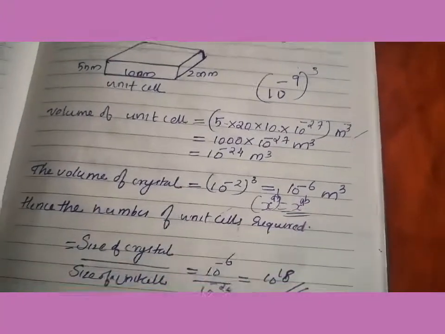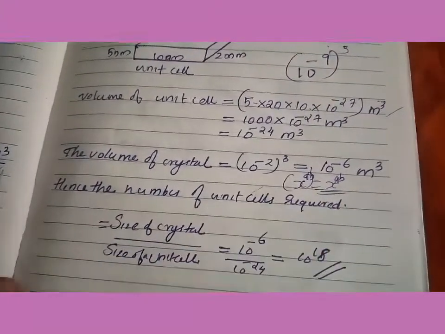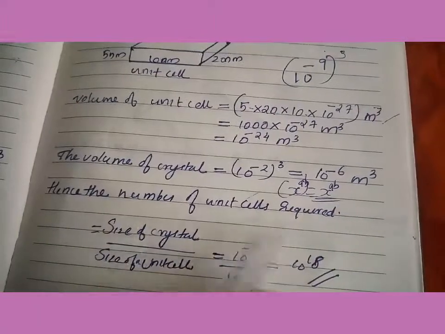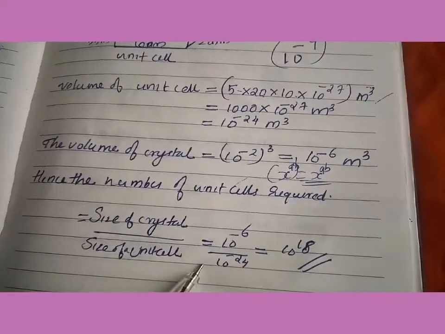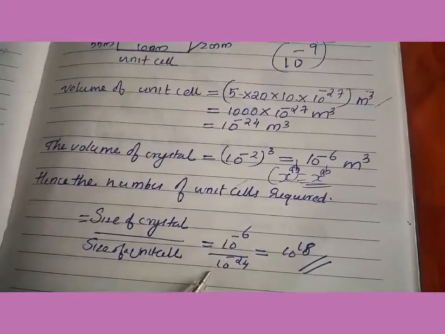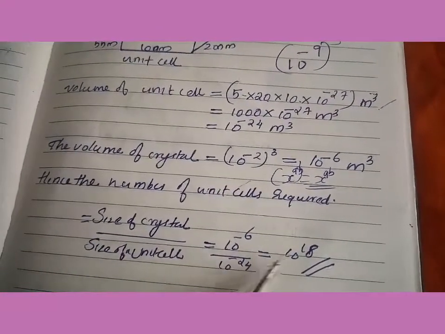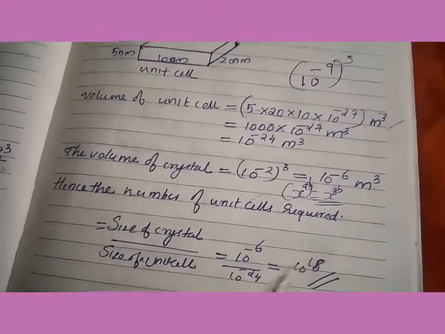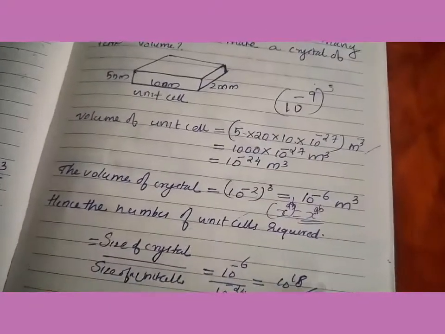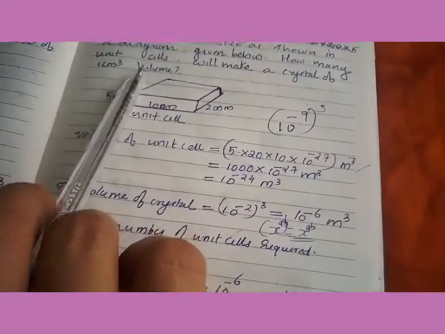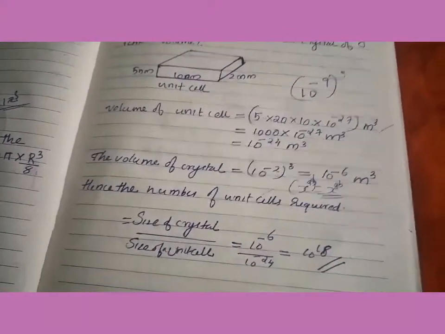We know that. So we get the answer, and hence the number of unit cells required is the size of the crystal divided by the size of the unit cell, that is 10 raised to minus 6 divided by 10 raised to minus 24, that is 10 raised to 18 unit cells are required to get a crystal with 1 centimeter cube volume. That is the answer, 10 raised to 18.